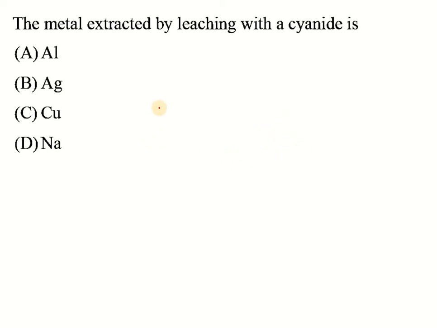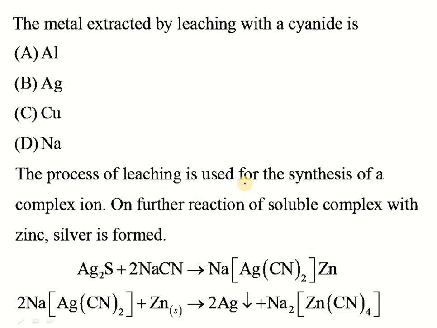Next question. A metal extracted by leaching with cyanide is: aluminium, silver, copper, sodium. The process of leaching is used for the synthesis of a complex ion. In this, either silver or gold can be extracted by using the MacArthur-Forrest process. A complex will be formed, so we have to select the second one as the right option.